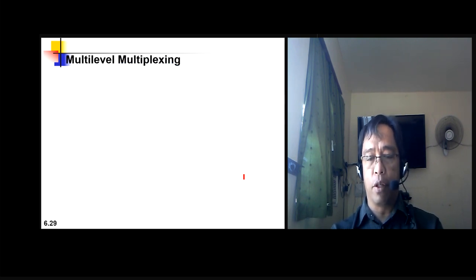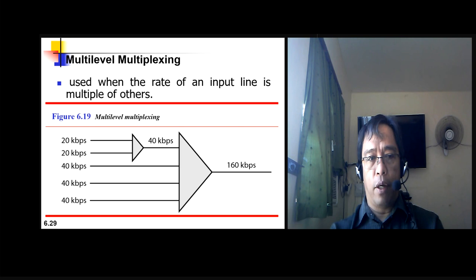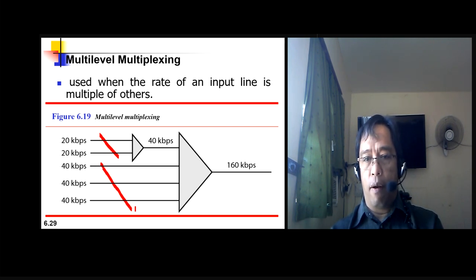Multi-level multiplexing is a technique used when the data rate of an input line is a multiple of others. For example, in figure 6.19, we have 2 inputs of 20 kbps and 3 inputs of 40 kbps. The first 2 input lines can be multiplexed together to provide a data rate equal to the last 3. A second level of multiplexing can create an output of 160 kbps.